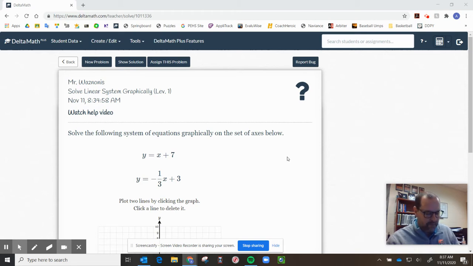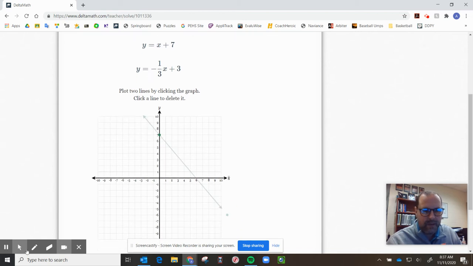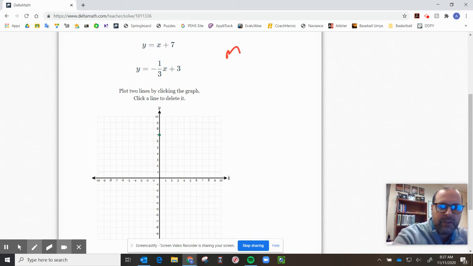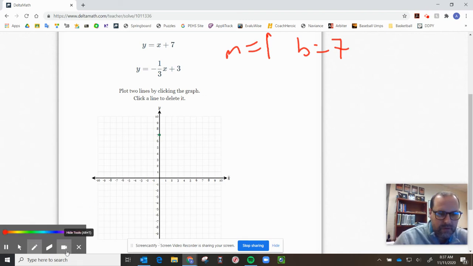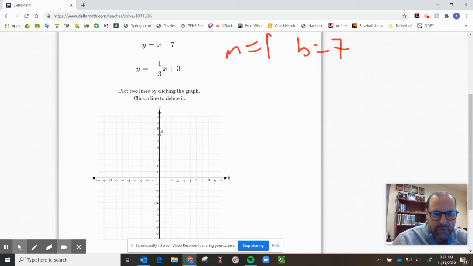When I look at them, we can easily find the slope and the y-intercept. So if I start with the first one, the slope is 1 and the y-intercept is 7. So 7 is the y-intercept. I go up 1, right 1, up 1, right 1. However you want to do it, there are your two points, and it gives you a line.